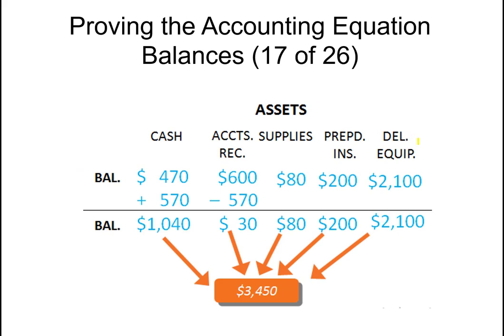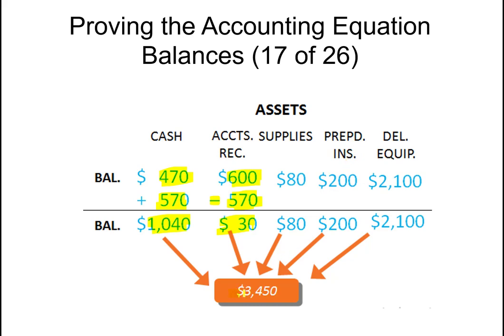If I look at the calculation here, previously our cash balance is 470. With the additional 570, the payment received from the clients, our new balance of cash is $1,140. Whereas for our accounts receivable, originally the value is $600. Our client made a payment of 570. So the amount we expect to receive from our client reduced to $30.